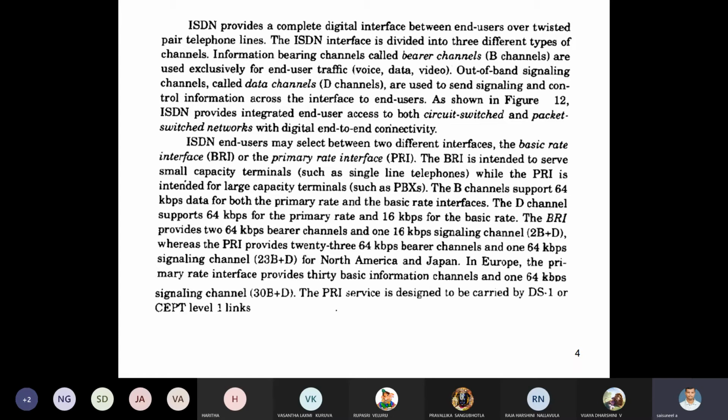After the connection takes place, we transmit data like voice and video by using B channels. That is the basic rate interface, which is equal to 2B plus D, that is 2 times 64 kbps plus 16 kbps. Similarly, the second one is PRI, primary rate interface, which is equal to 23B plus D, used in North America and Japan, and 30B plus D, used in Europe. That is 23 multiplied by 64 plus 16 kbps, and 30 multiplied by 64 plus 16 kbps.